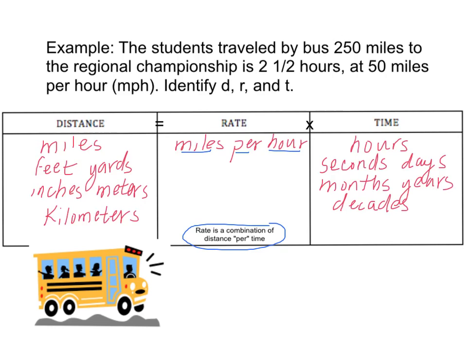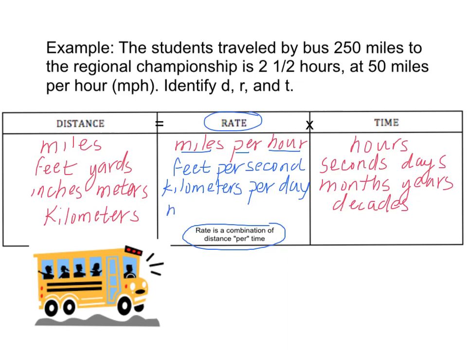Now for our rate in the center, we are simply going to combine some units of distance with some units of time. So we might have feet per second or kilometers per day or even meters per hour. So those are all examples of distance, rate, and time.